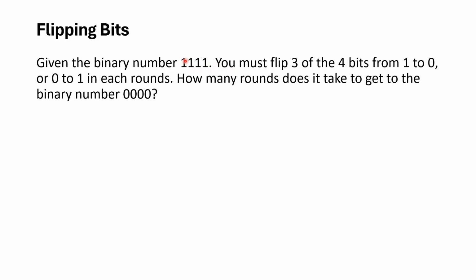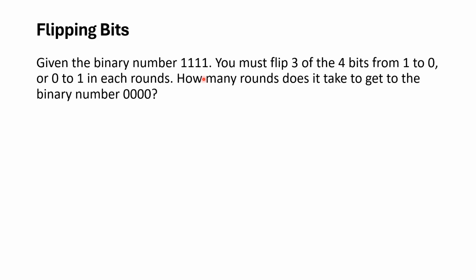and you go through a series of rounds where you have to pick 3 of these and flip them to 0. So you can pick the first one, say the third one, and the fourth one, and flip them to 0. And then you go to the next round, and what's left, you take that binary digit, and you have to pick another 3 and flip those from 1 to 0 or 0 to 1.